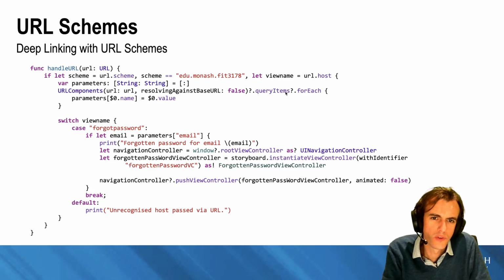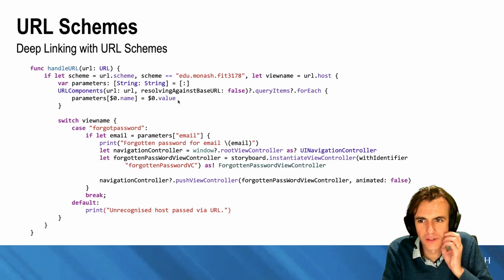So in this case, all we're doing is we're saying for each query item, which is a dictionary entry, we're saying for each entry in it, add the name as the key to the parameters dictionary here, and $0, the first argument's value property as the value.